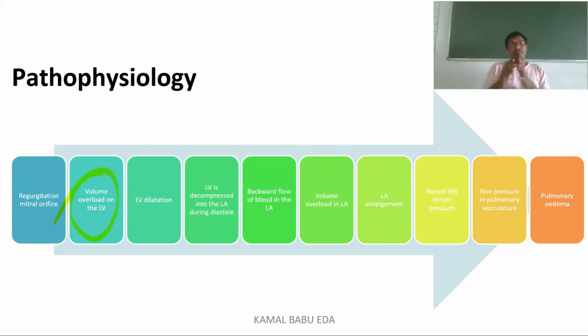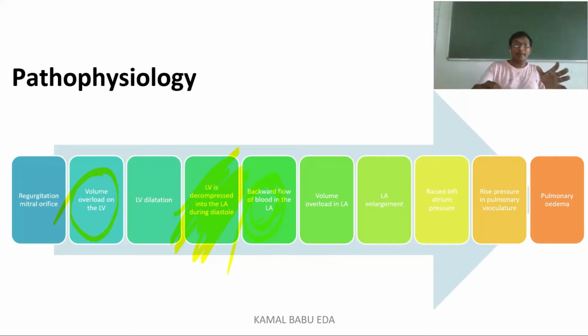So what will happen means the left ventricle will dilate. Due to the left ventricle dilation, the left ventricle is decompressed into the left atrium during the diastole. When it is decompressed, the blood flow from the left ventricle is entering into the left atrium. You can see in the picture here.